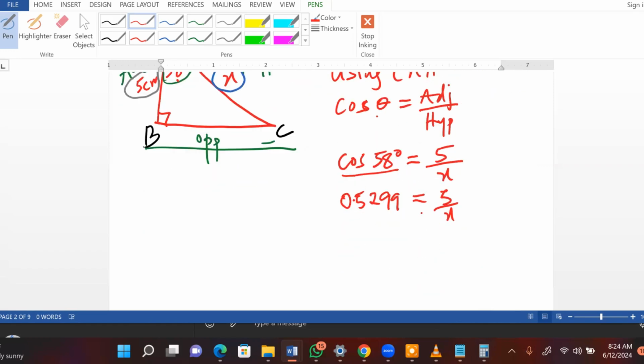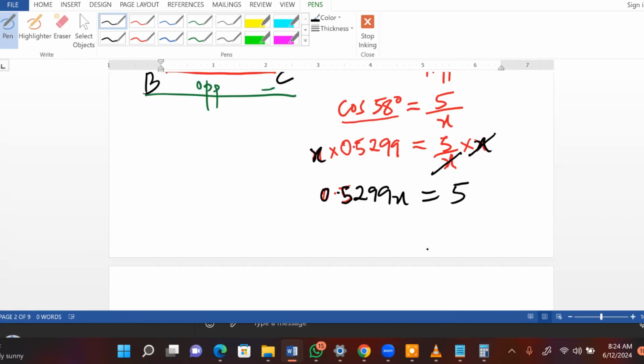Good. So the next thing is that we want to find the value of x. This has turned to an equation involving a fraction. So what we're going to do is multiply to cancel out the fraction. We multiply both sides by what? x. So times x, times x. This is 0.5299x equals, this cancels, 5.